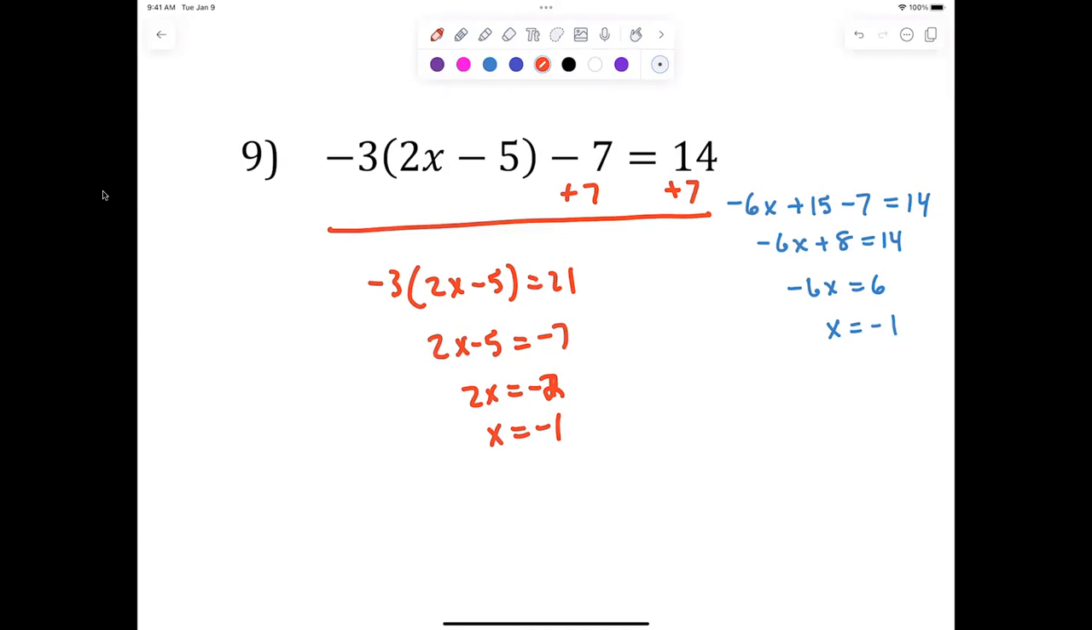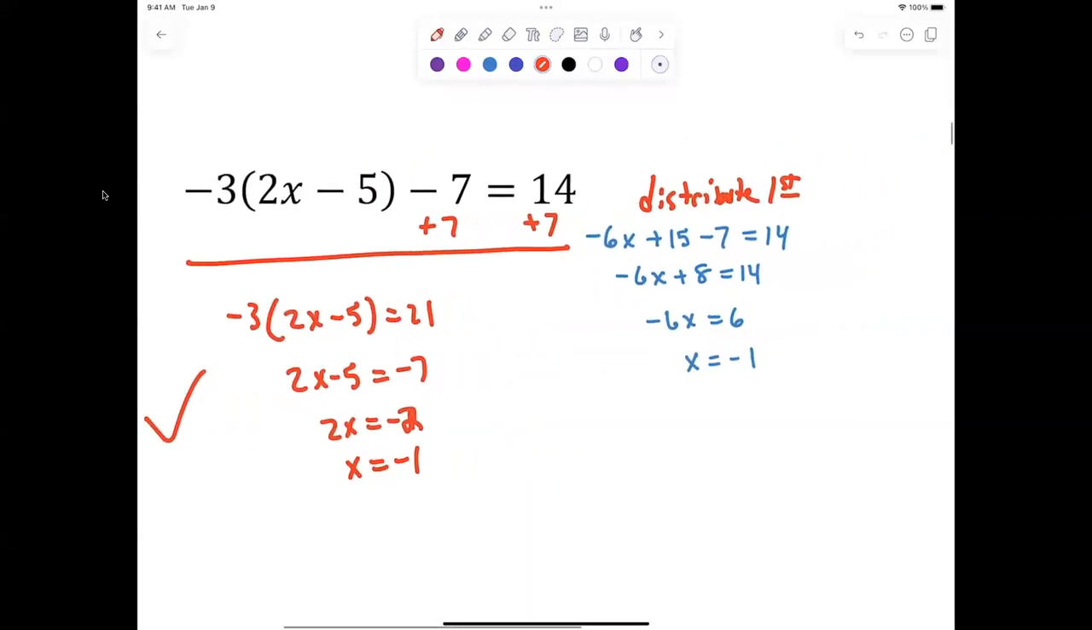I added the 7 and divided by negative 3 over here. The red is adding 7 and dividing by negative 3. This is where I distributed first. That's the difference between the two. Do you see it? Which way did you do it? Okay, so then don't worry about the other way.